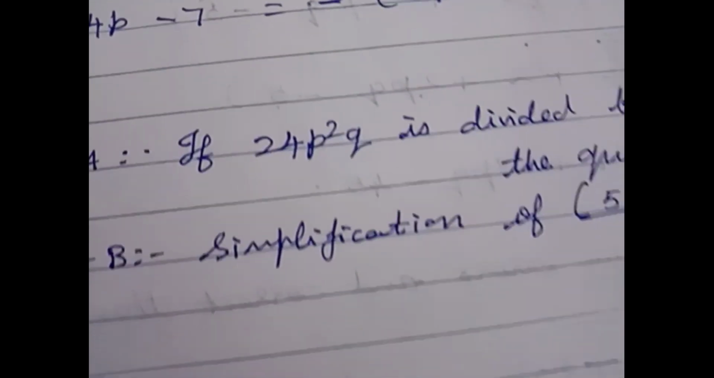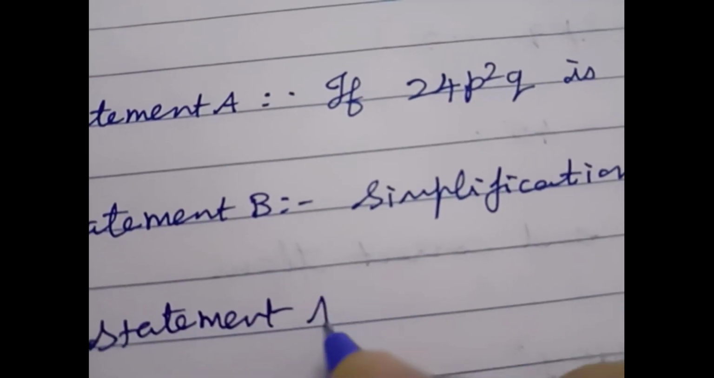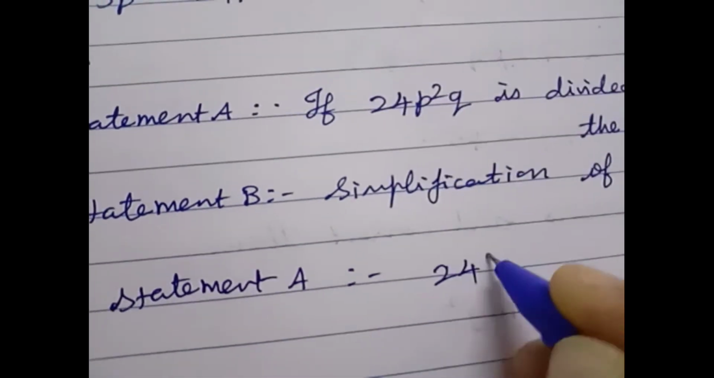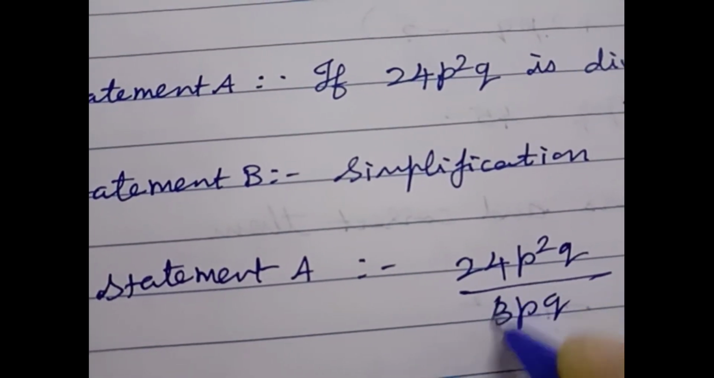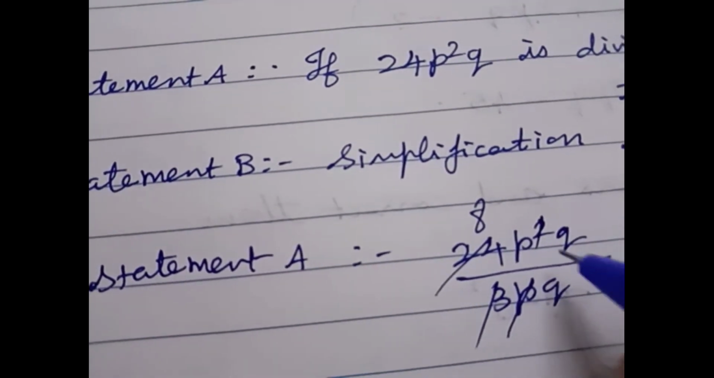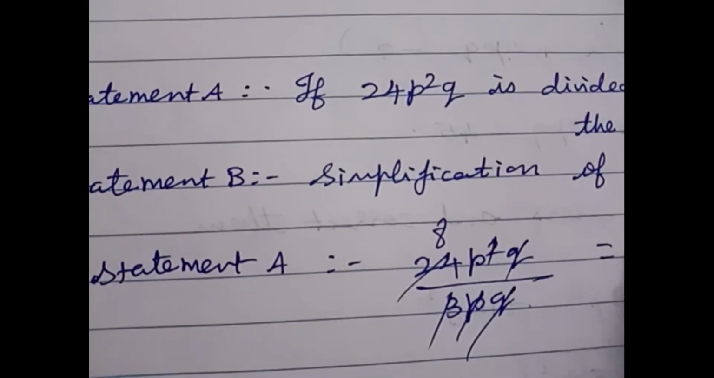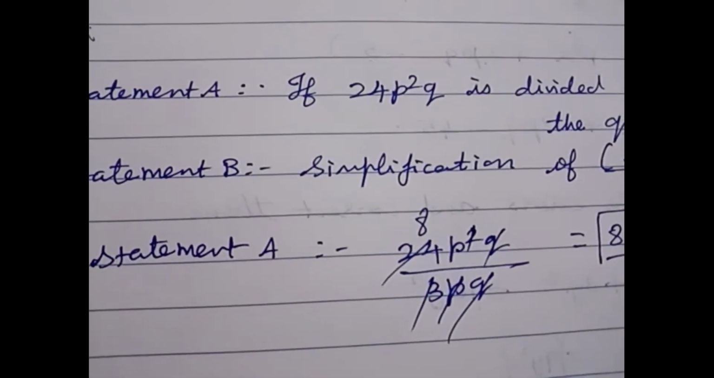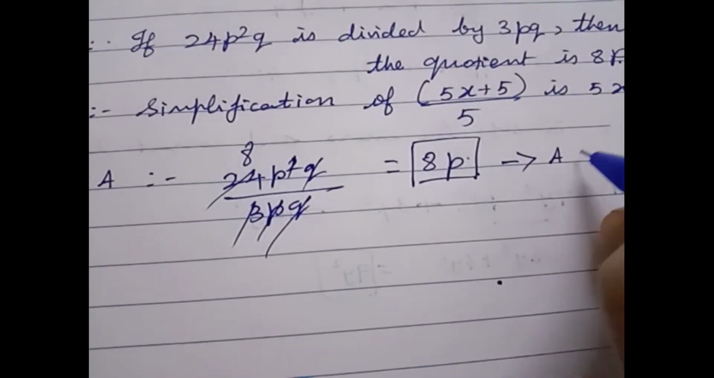Now statement A: 24p square q divided by 3pq. Here 8 times, 2 minus 1 is 1. Then q and q cancel, which is equal to 8p. So you got the answer 8p. What they given is correct. So write A is true.